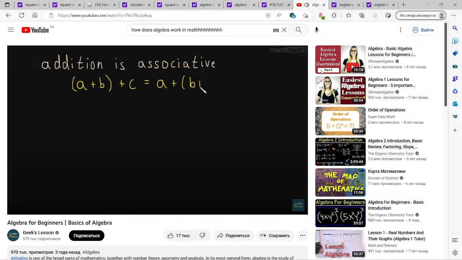B plus C. So really it tells us something about how we're grouping addition, where we write these parentheses. And really it's saying it doesn't matter where we write them because they're the same.